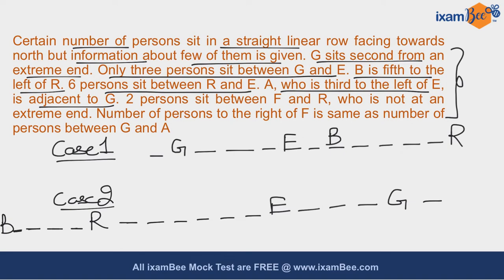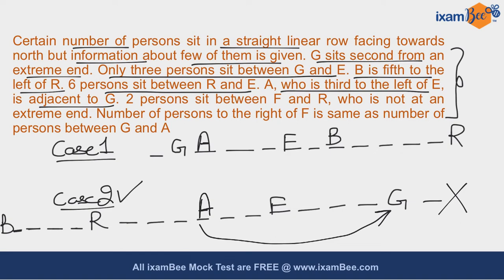Now it is given that A is third to the left of E, so you have to place A over here, which is adjacent to G. But if you focus on your case number 2, it gets eliminated because it does not fulfill your hint. According to the statement, you have to place A over here, which is third to the left of E, but it is not adjacent to G. So you have to eliminate this particular case.